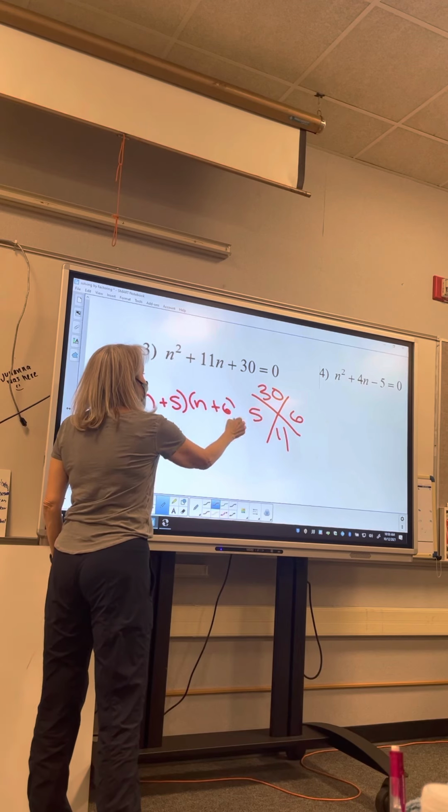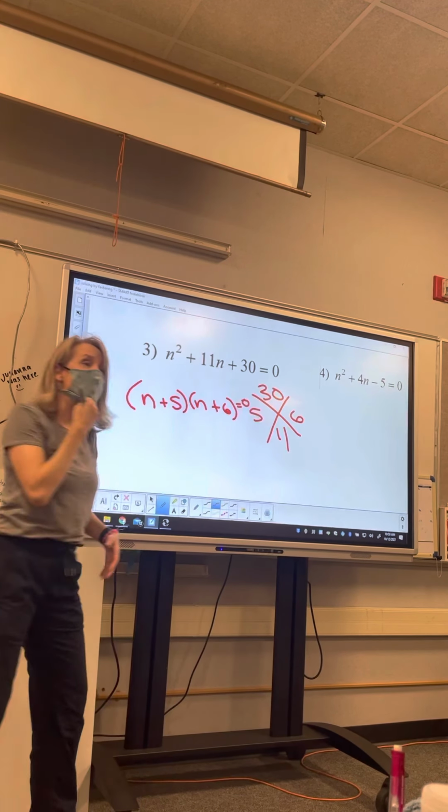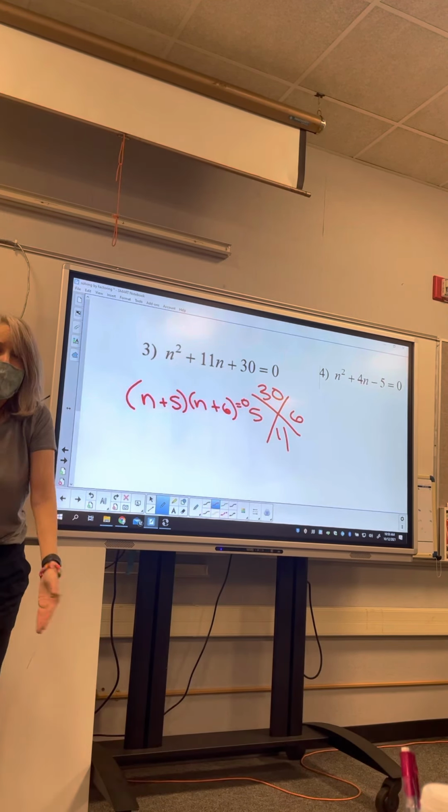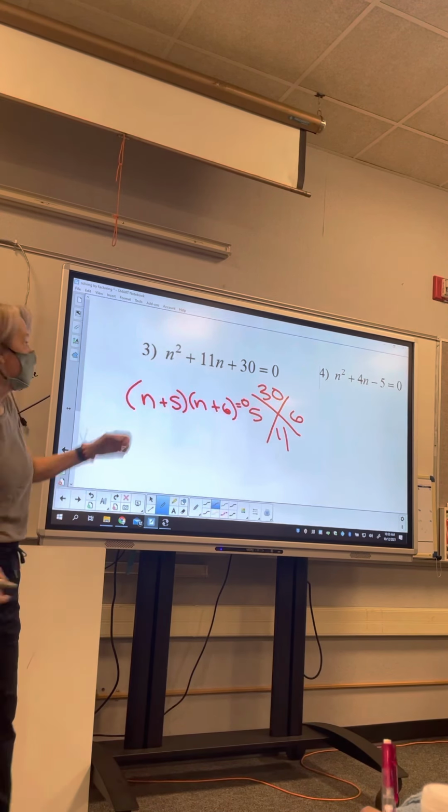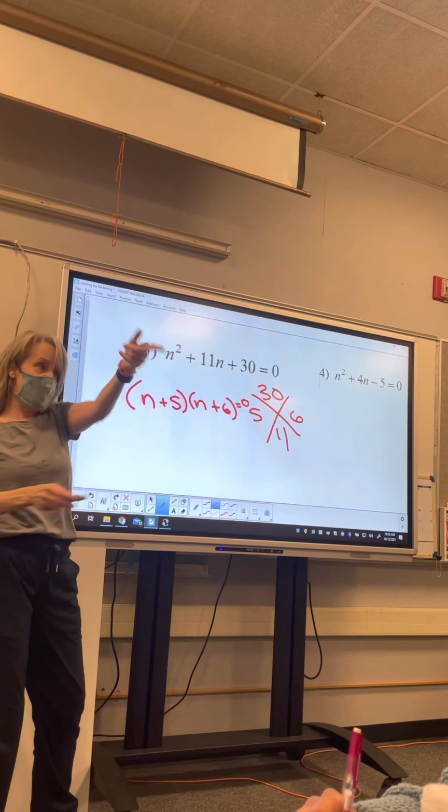I need to get to the next step. It's super easy. The next step is, opposite of positive 5 is negative 5.